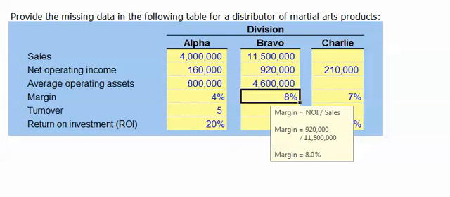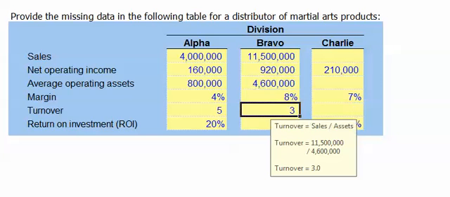Our margin will be 8%. This is simply our net operating income of $920,000 divided by our $11.5 million in sales. Finally, our asset turnover will be 3. That's our sales of $11.5 million divided by $4.6 million in average operating assets.